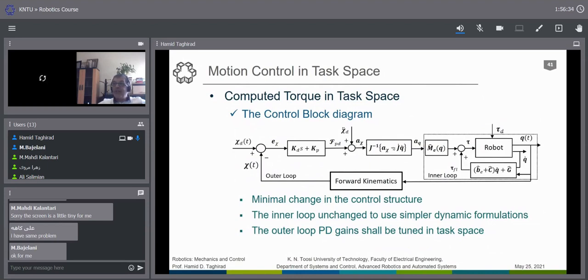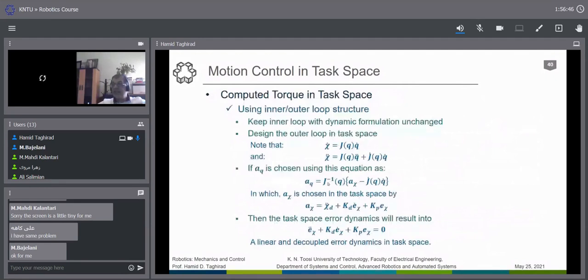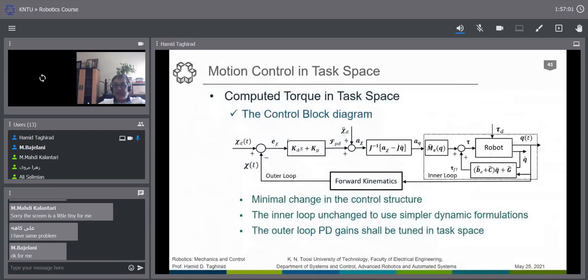AX and AQ can be defined this way, by the inverse equation that we are using here, minus J dot Q dot, J minus 1, and we put this one into the picture. Now, the AX, this outer loop, is all designed in the task space. This means that we need the acceleration in the task space to be fed here. We need the desired trajectory in the task space to come here. We need the error to be found in the task space. And the PD controller shall be designed in the task space. Everything is in the task space, totally different from what we have done before.